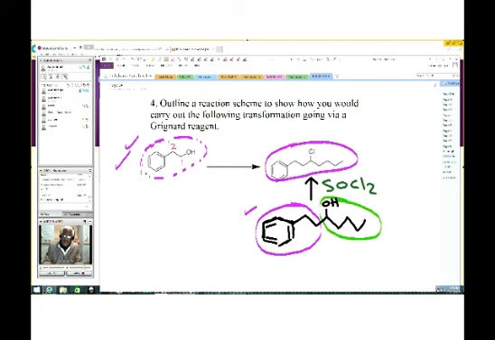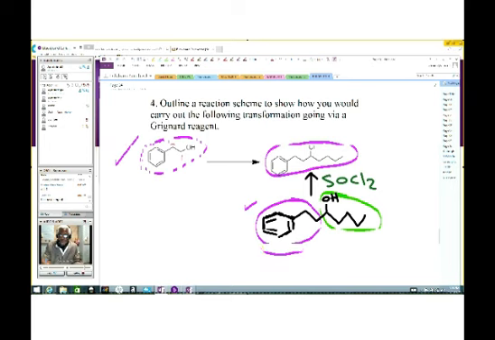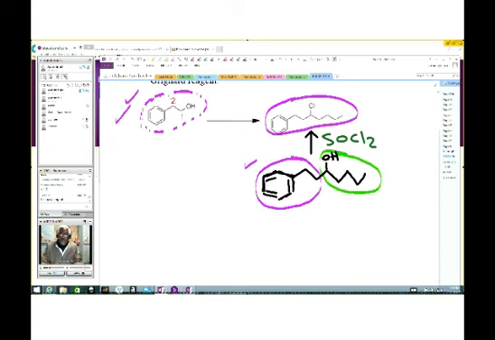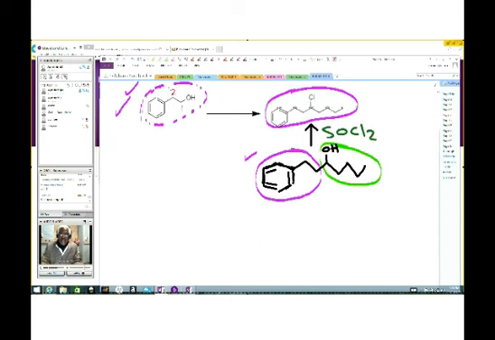So if that is the case, how many carbon atoms do you expect in the aldehyde? Can anybody tell me? 5. Excellent. Okay, so therefore, we will say therefore our Grignard will be this.